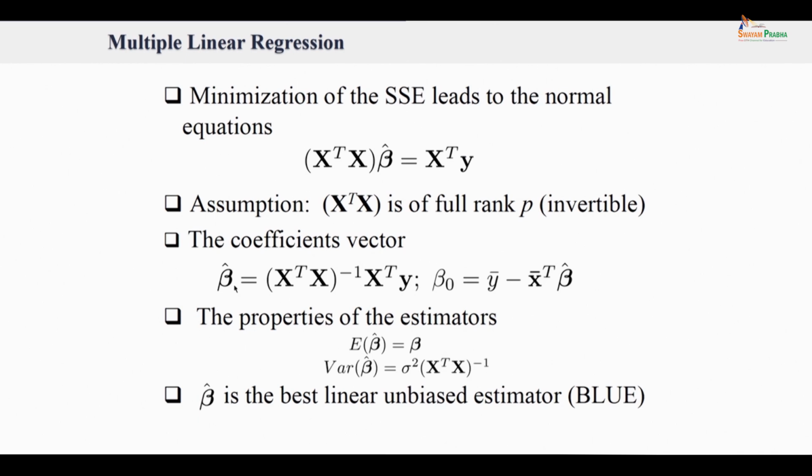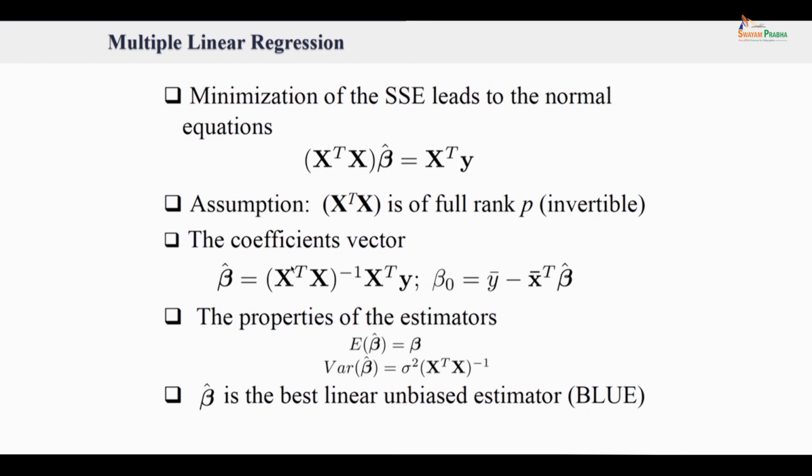Once we get beta 1, the slope parameters, beta naught can be estimated as the mean value of y minus the mean vector x transpose times the slope parameter. Notice that this is very similar to what we have in the univariate case, where beta naught estimate is nothing but y bar minus x bar into beta 1. So it is very similar to that, you can see.